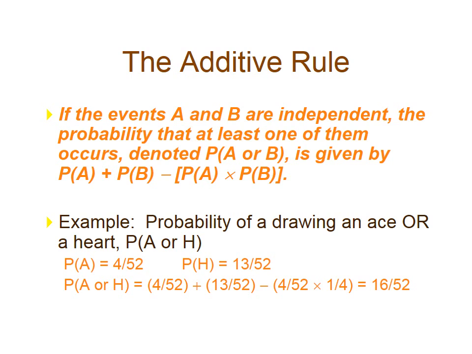So to find the total probability of pulling an ace or a heart, we go 4 out of 52 plus 13 out of 52 minus 4 over 52 times 13 over 52, or 1/4... That equals 16 out of 52. So you could go home, take a deck of cards, pull out all of the aces, pull out all of the hearts, and you should have 16. You wouldn't necessarily be able to calculate that just based on your knowledge of cards without knowing this additive rule. Okay, is everybody good with that?